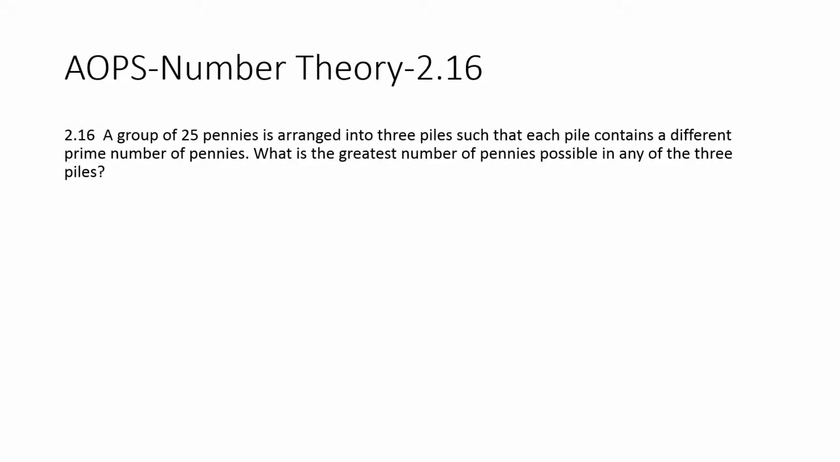Number theory 2.16. A group of 25 pennies is arranged into piles such that each pile contains a different prime number of pennies. What is the greatest number of pennies possible in any of the three piles? So if the three piles are A, B, and C, then A plus B plus C is equal to 25, and A, B, and C are all primes.